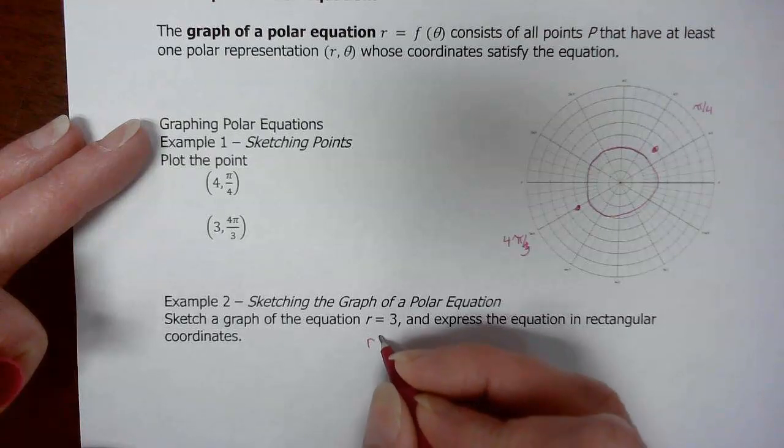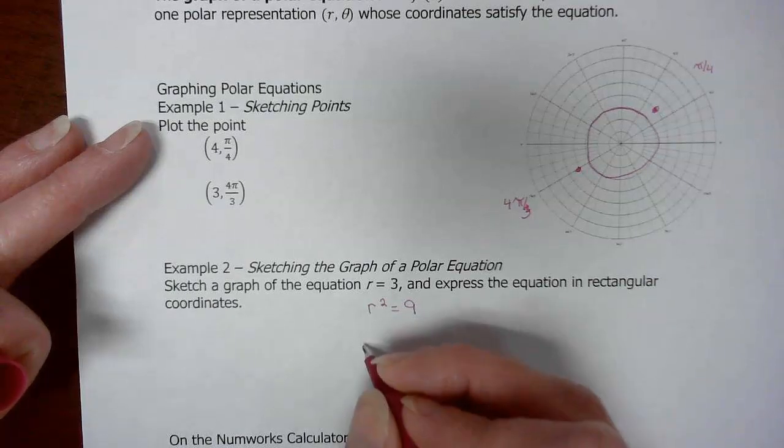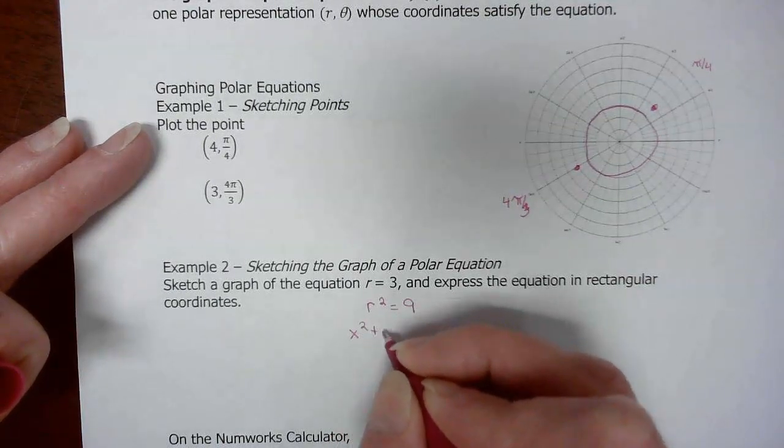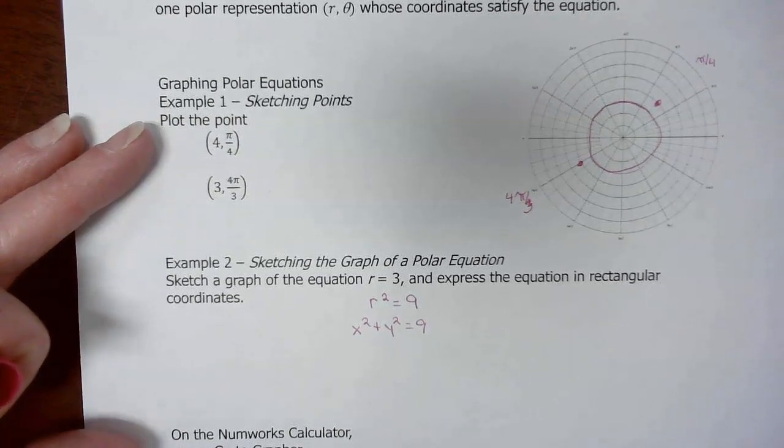If I square both sides, I get r squared equals 9. X squared plus y squared equals 9. That is the equation of a circle.